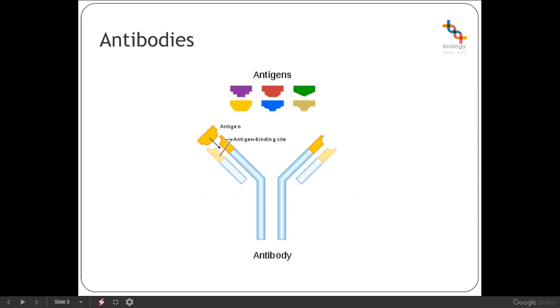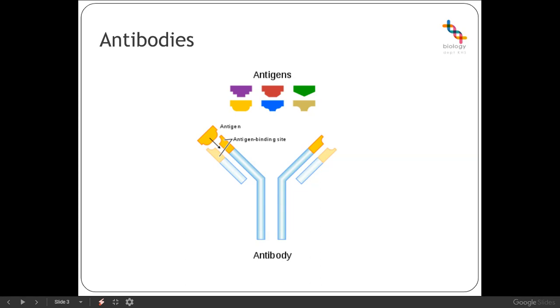So to begin with, a quick recap of what we're talking about when we refer to antibodies and antigens. Now, those of you who did Higher Human Biology might be a little bit more familiar with this than those of you who did Higher Biology. But the basics are that an antibody is a Y-shaped globular protein, and that is normally produced as part of the immune response by the body.